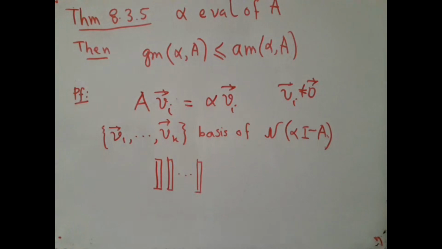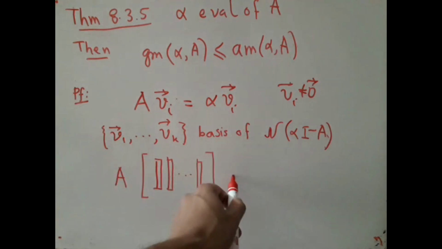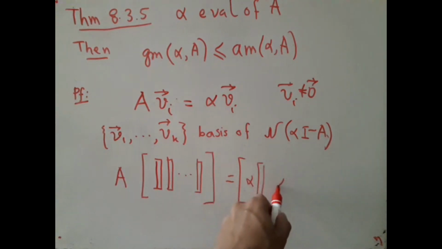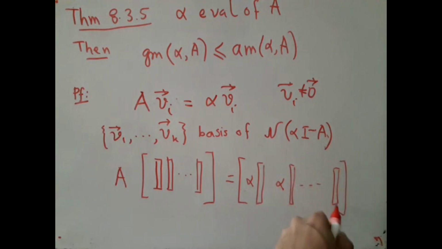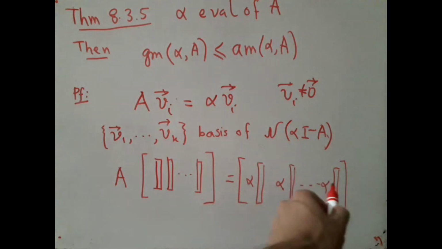So I get a matrix and I can pre-multiply that with A. By the rule of multiplication of partitioned matrices, A will multiply each column separately, and as a result I will get alpha times the first column, alpha times the second column, etc., alpha times the last column. Now I can write this in the following way: I can just take the alpha out as common and then multiply it like this.